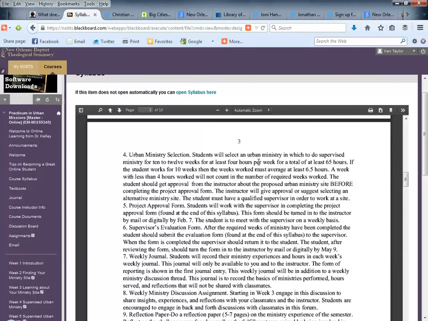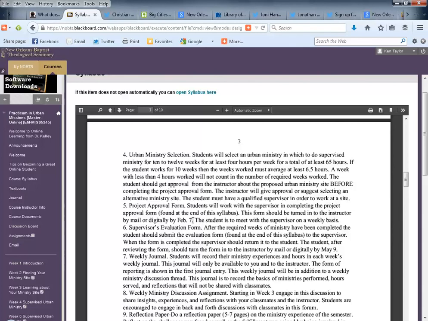So you need a supervisor there. Some of you already have an assignment where you're working now, either as your ministry job or you've already selected that one, and you will simply count what you're doing in your ministry in an urban environment and report on that. If you're not involved in a ministry, then you need to enlist a supervisor for a place where you can do urban ministry. You'll need to submit a project approval form by February 7th.